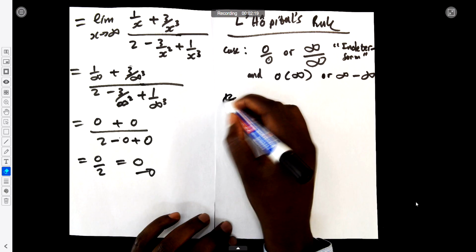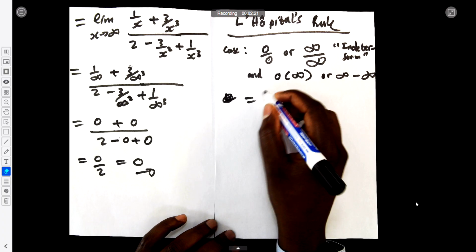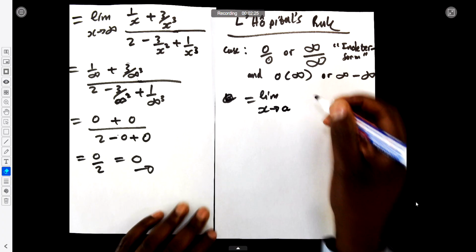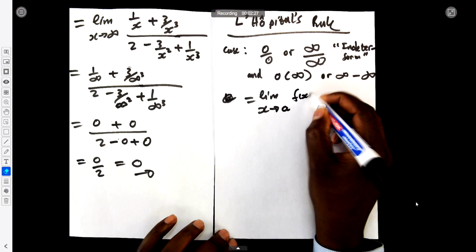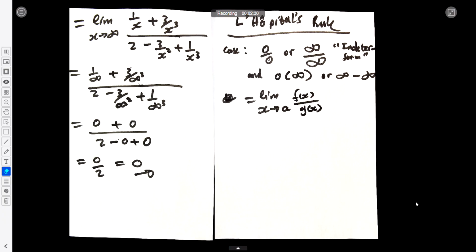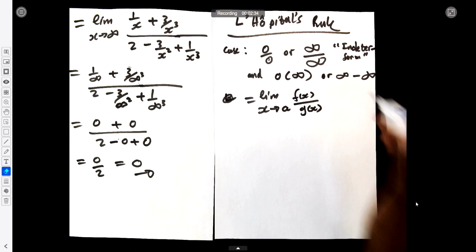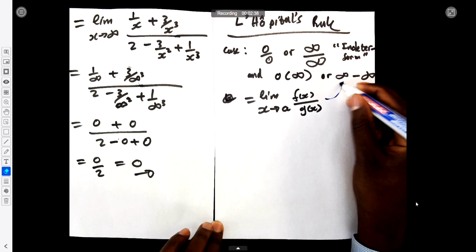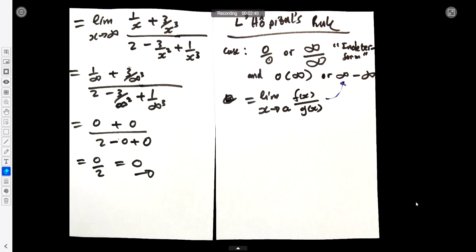But it's still a function, right? Let's say f of x. Let's say we have a limit of a function when x approaches a, then you have f of x divided by g of x. In a case when we substitute and we get those conditions up here, we start to differentiate numerator and denominator independently.